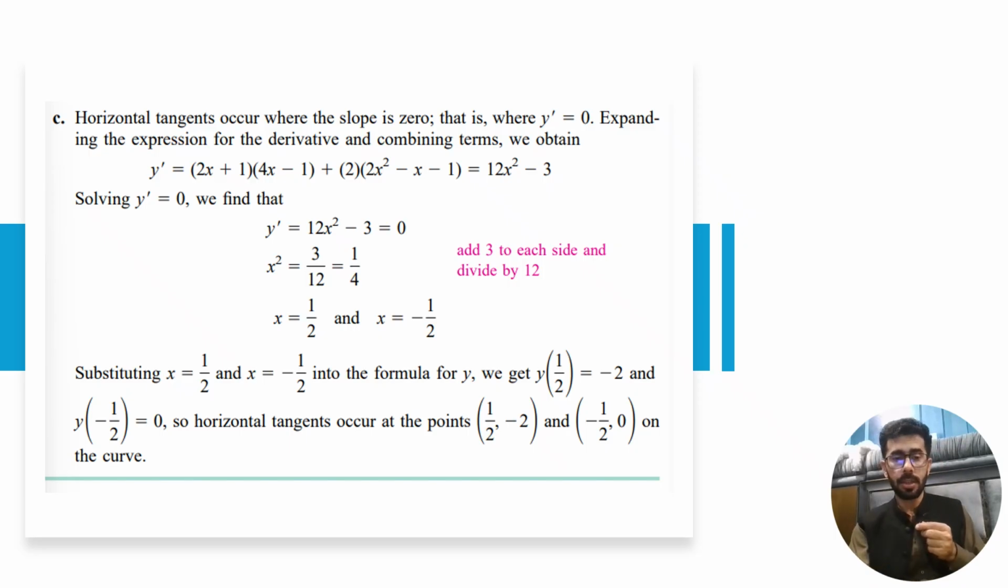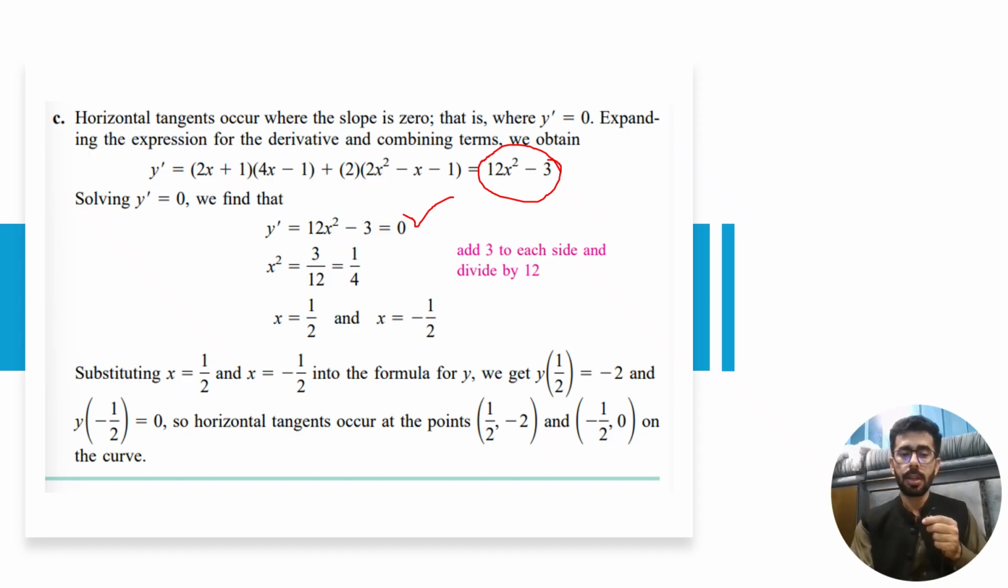The C part asked us that what are those points where the tangent line has zero slope or it is horizontal. So we have already calculated the derivative. The derivative when simplified is equal to 12x squared minus 3. We set that equal to 0 because derivative gives the slope of the tangent line. If the tangent line is horizontal, that means slope is 0. Slope and derivative are the same thing. So derivative should be equal to 0.